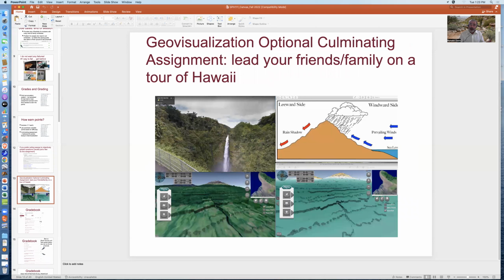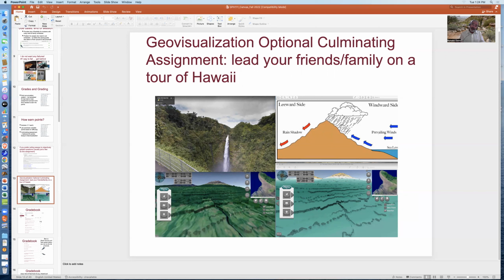There's a second sort of optional culminating assessment, and that's when you purchase a geovisualization for $15 of the Big Island of Hawaii. This geovisualization is used for the GPH 112 lab. And so if you actually purchase the geovisualization, you don't have to purchase it twice. I also use it for the 211 geomorphology class. It's a very powerful way to learn science by interacting with data.